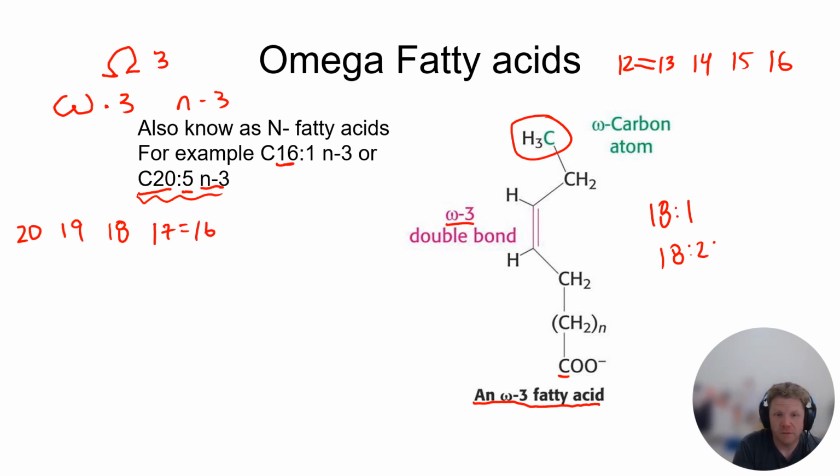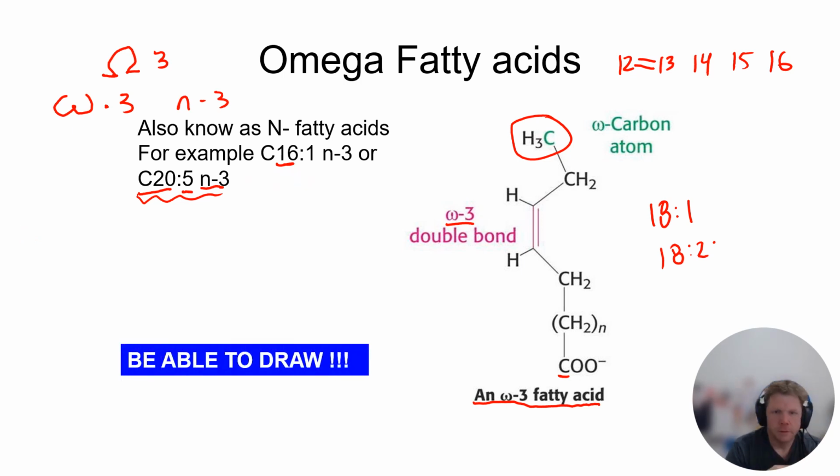But then we still have that D, S, S, D pattern. So 16 to 15 would be a single bond. 15 to 14 would be a single bond. 14 to 13, that's our next double bond. And we're going to have a total of 5 of those in there. So let me go ahead and erase this all here. Okay, there we go. So be able to draw an omega fatty acid.